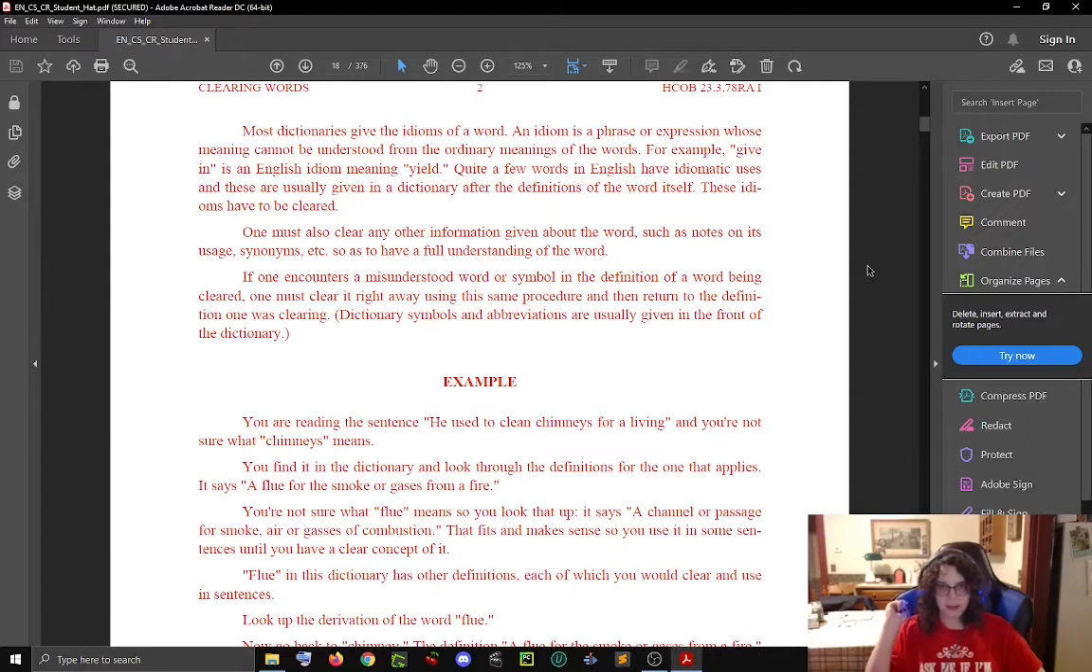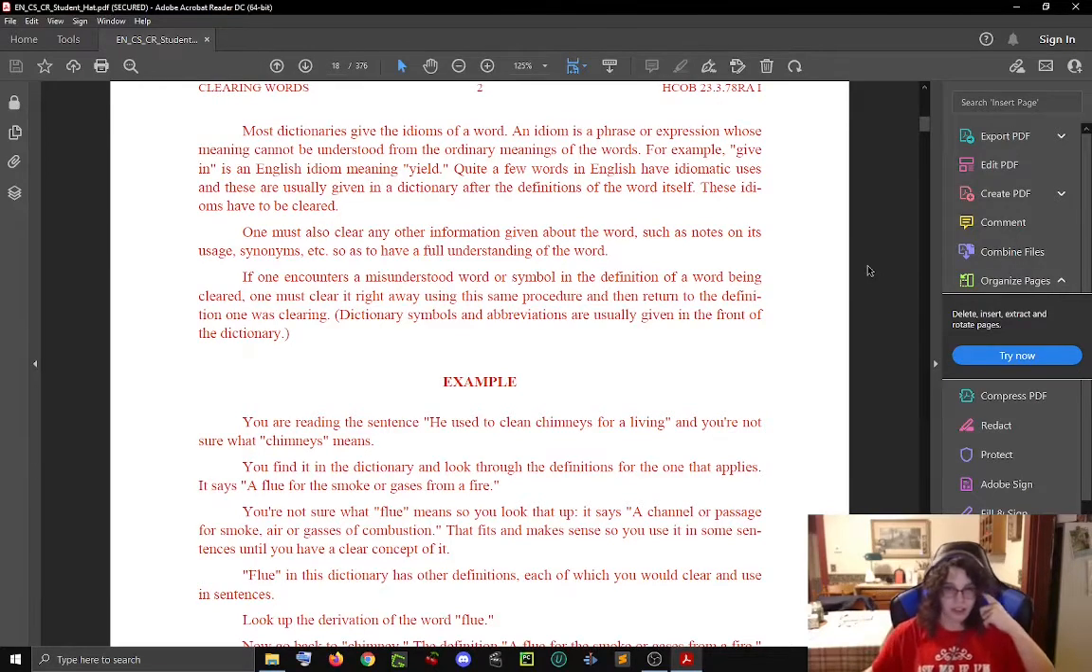If one encounters a misunderstood word or symbol in the definition of a word being cleared, one must clear it right away using the same procedure and then return to the definition one was clearing. Dictionary symbols and abbreviations are usually given in the front of the dictionary. So now you start with definition 1.